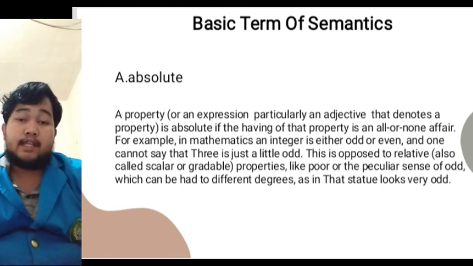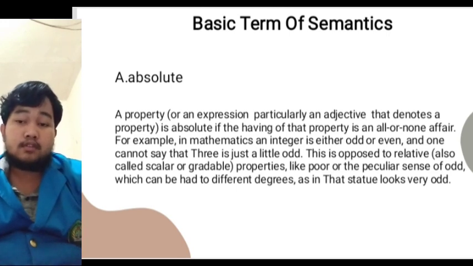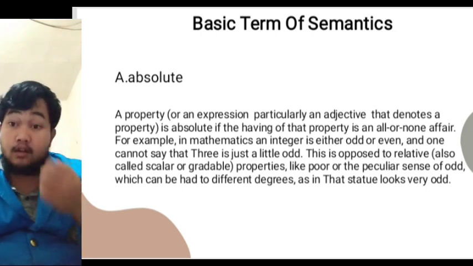For example, in mathematics, an integer is either odd or even, and one cannot say that 3 is just a little odd. This is opposed to relative, also called scalar or gradable, properties like poor or the peculiar sense of odd, which can be had to different degrees, as in that statue looks very odd. So basically, absolute refers to an adjective that indicates the presence or absence of a property.